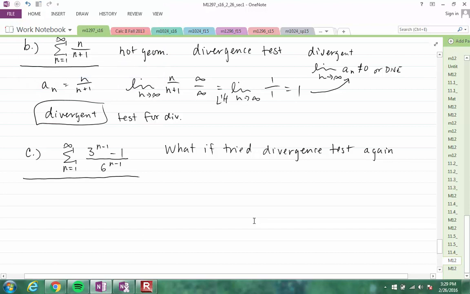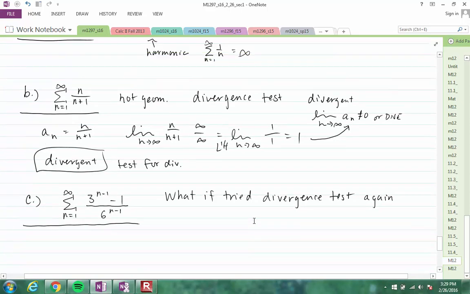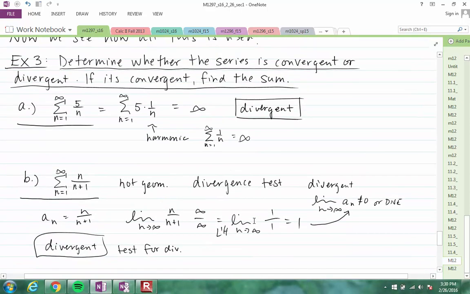This is section 11.2, series, and this is the example we've been working on, which I'll scroll up to. Oh, actually, example 3. Determine whether the series is convergent or divergent. If it is convergent, find its sum.